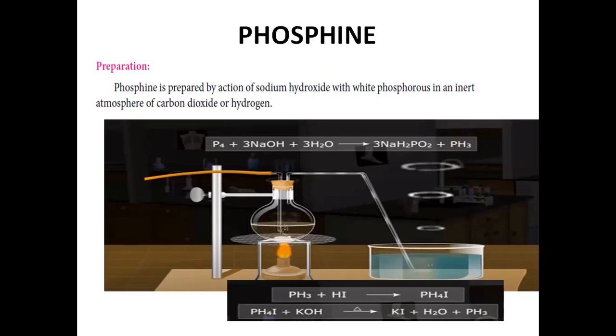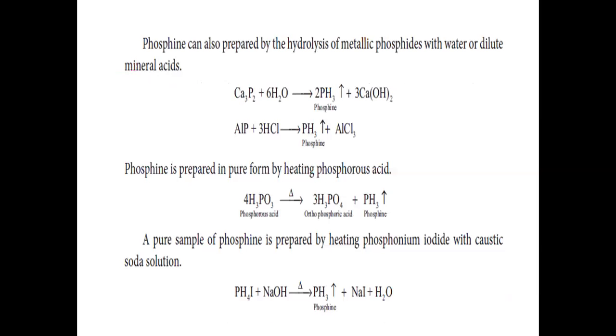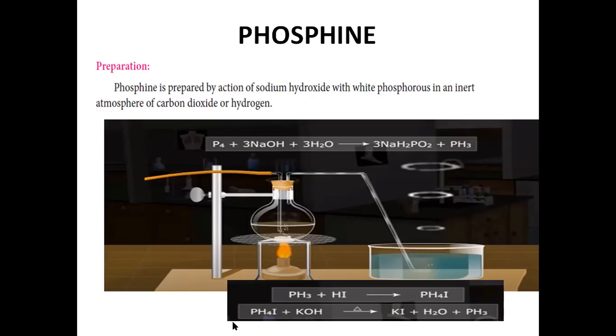We are getting the phosphine in an impure state, so we need to purify the phosphine. The phosphine is mixed with hydrogen iodide to give phosphonium iodide. This phosphonium iodide we mix with potassium hydroxide or sodium hydroxide to give potassium iodide, water and phosphine. Finally we are getting the phosphine in the pure state.